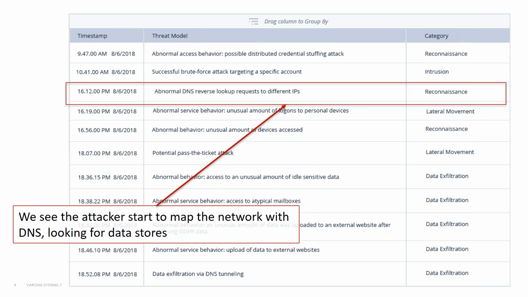So this model would detect a statistically significant increase in DNS reverse lookup requests. And when it's seen that increase, it will then start to alert. So again, you understand that there's a reconnaissance attack happening within your environment.